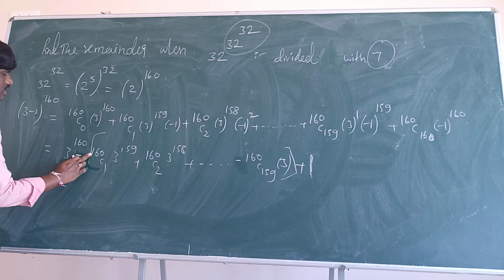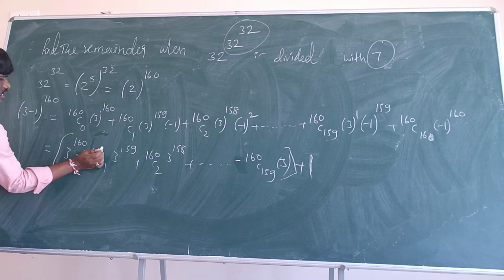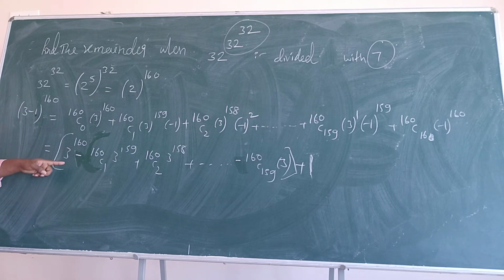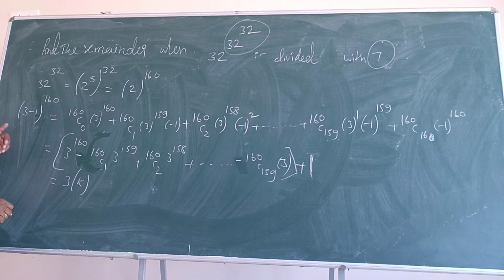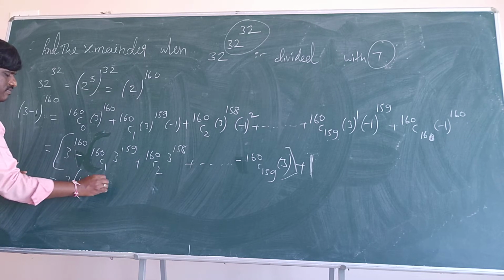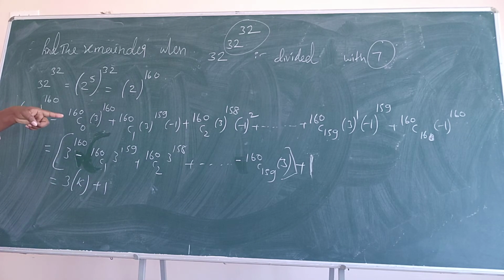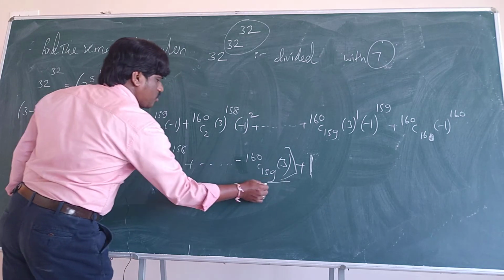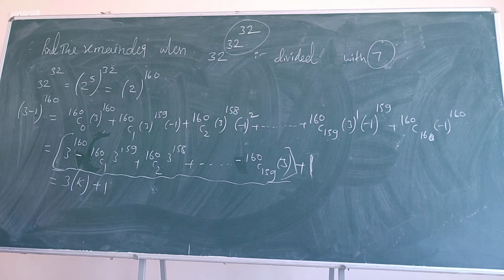Yes, this is all a multiple of 3. If I take 3 common, I will get something inside. All that something is k. So I can write 3 into k, plus 1. The plus 1 is outside. I take 3 common from here to here only. So 32 to the power of 32 came in this format.